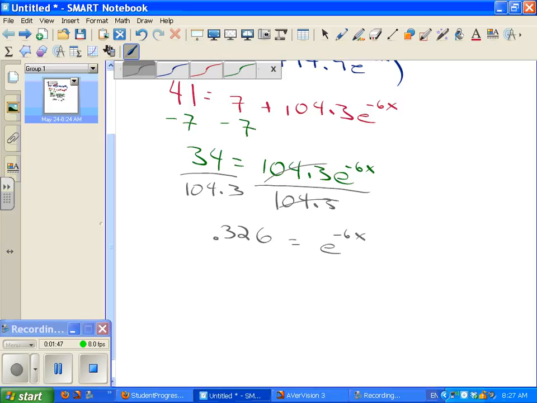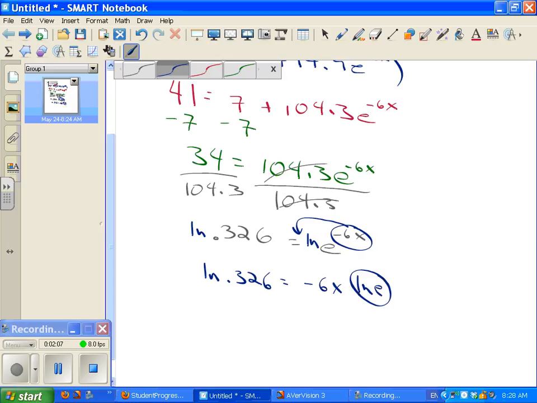All right, now what? Now I need to log it. I'm going to log it. What undoes e? Natural log. So I'm going to natural log both sides. Now this becomes a coefficient out front. Okay. So I get the natural log of 0.326 equals negative 6x natural log of e.